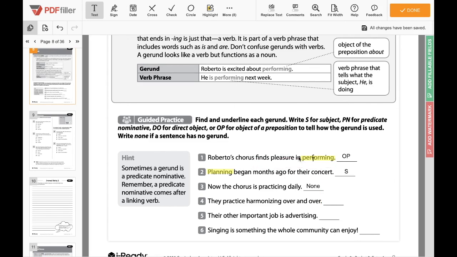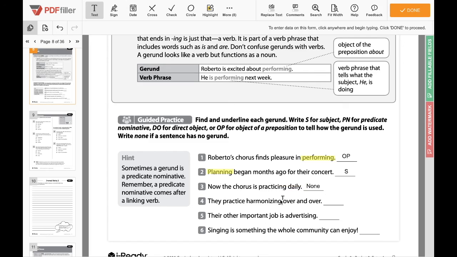Here, it's not saying that Roberto's chorus is performing. It's saying they find performing to be pleasurable. So they find it. They're not actually talking about them performing. Here, they're saying that the planning began. So the verb is beginning, not the verb planning. Here, they're talking about the chorus actually practicing. So practicing would be a verb here, which means that there's no gerund phrase in number 3.